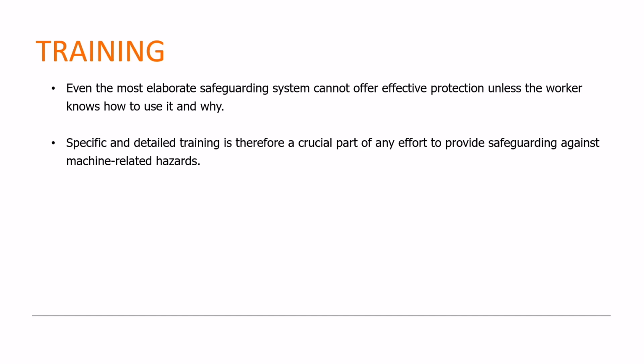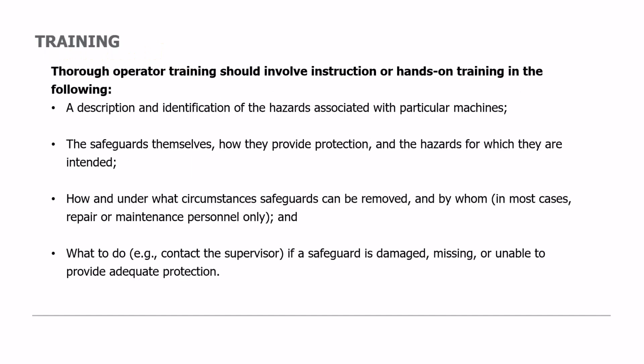It is critical that your employees are trained on the equipment before they're turned loose to actually go out and use that piece of equipment. Thorough operator training should involve instructions, hands-on training, a description, identification of the hazard associated with that particular machine. They've got to know the machine. How does it operate? What are the hazards? The safeguards themselves, how are they going to provide protection? And the hazards for which they are intended. So in other words, if you have protection, what exactly is that protection? What's its intended purpose is what we want to get to the employees.